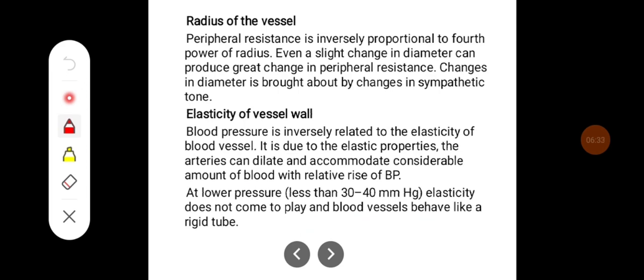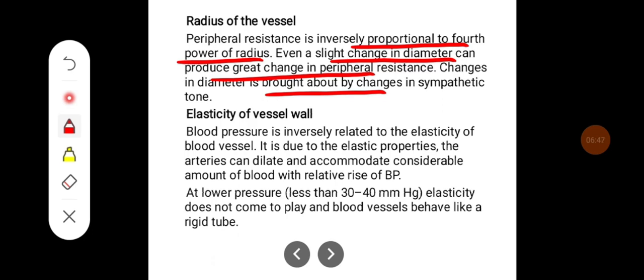Radius of the vessel. Peripheral resistance is inversely proportional to the fourth power of the radius. Even a slight change in diameter can produce a great change in peripheral resistance. Changes in diameter are brought about by changes in sympathetic tone.